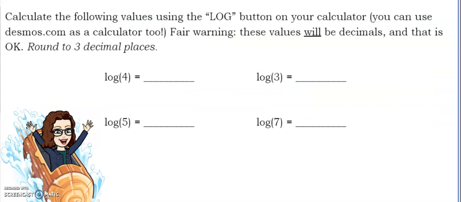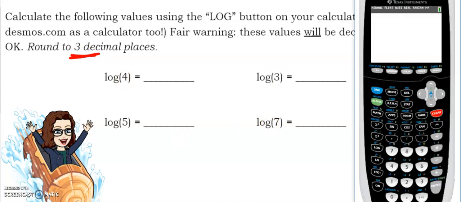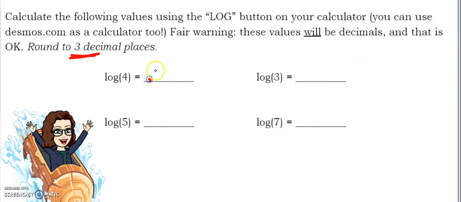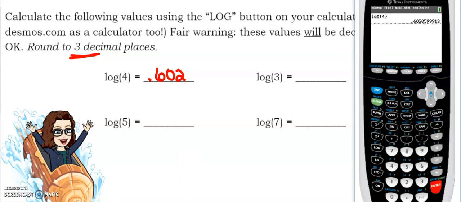Okay, so kind of like before with the product property of logarithms, we're going to use our calculator, the log button, and round to 3 decimal places to find the value of each of these 4 things. So go ahead and take out your calculator. I'll get you started with log 4, 0.602. Let's go ahead and pause your video, see if you can fill in the rest of those log values using your calculator. Pause your video now.